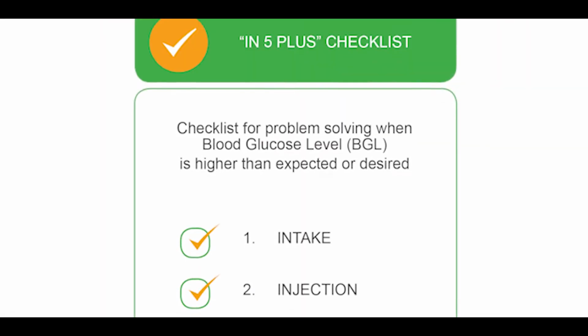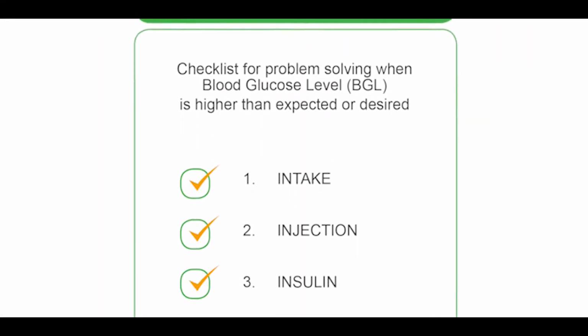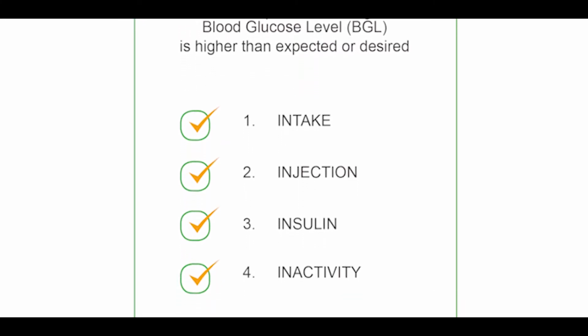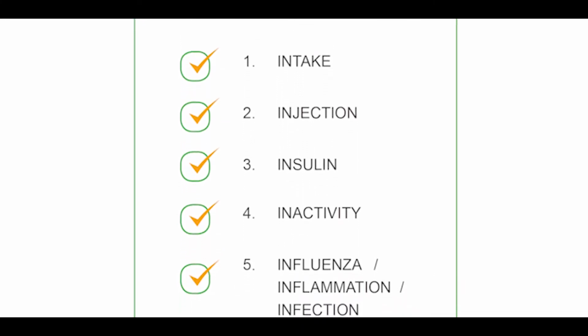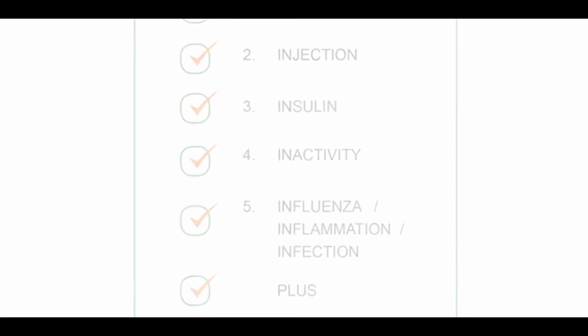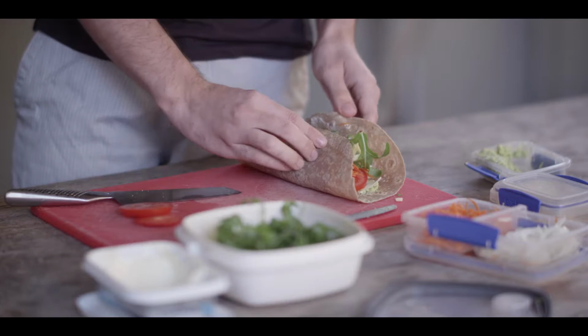In summary, it refers to intake, injection, insulin, inactivity, and influenza. First, let's look at intake. Intake refers to your carbohydrate intake. Have I consumed extra carbs today that may have affected my blood glucose level? You may have had a snack or a drink of fruit juice and forgotten about it.